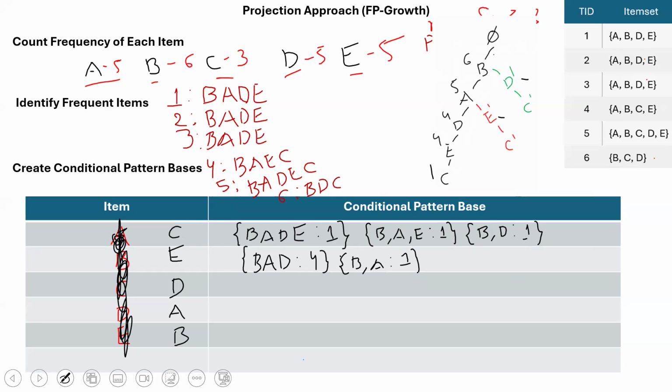What about D? D is BA 4, and what is the other one? Just B, which is 1. Got it? For D, you have BA and B, and these are the paths. And what is for A? For A, it is just B, 5. And for B, there is no path for it. So this is how you construct the conditional pattern basis from the prefix tree. It is just to find out how they are ending.